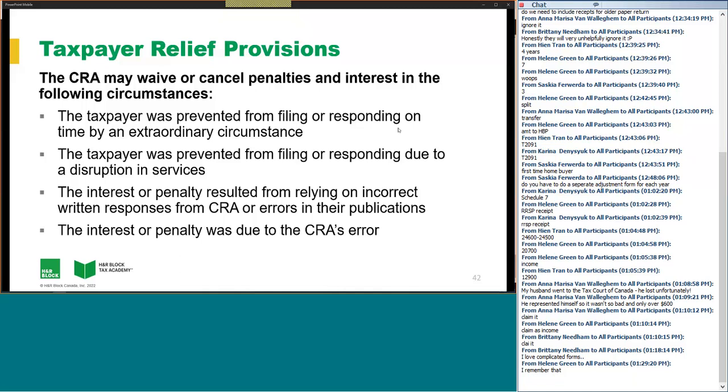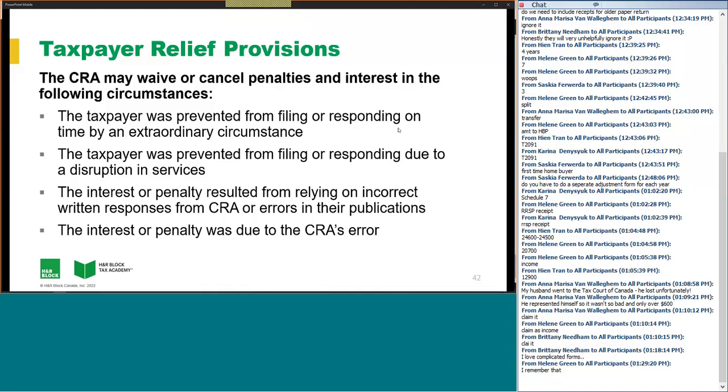Or if the reason they have a penalty is because of a written response from the CRA or errors in the publications. Now remember, it is very rare that the CRA will give you an opinion in writing. If they give you an opinion over the phone, and you've asked for their advice and you take their advice, and then they assess you and say that advice was wrong, too bad. You relied on their advice, but it wasn't in writing. Taxpayer relief does not apply.